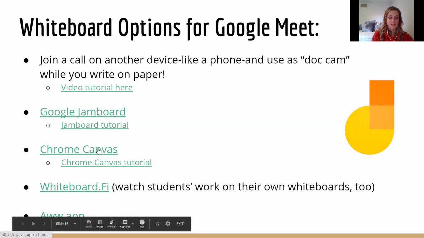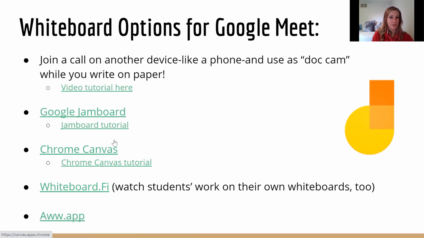Chrome Canvas is a little bit less dynamic than Google Jamboard. It's a less complicated version of it, I would say. It's a similar concept. You can draw, put Post-its, but you don't have the same ability to share it with others. And it doesn't save in the same way that a Jamboard does. With the Jamboard, you can save it as a PDF, saves in Drive. Chrome Canvas just always saves as a static picture.